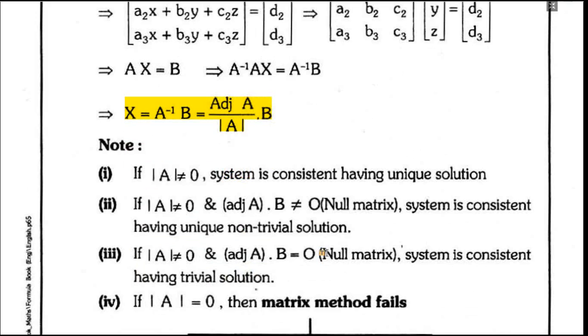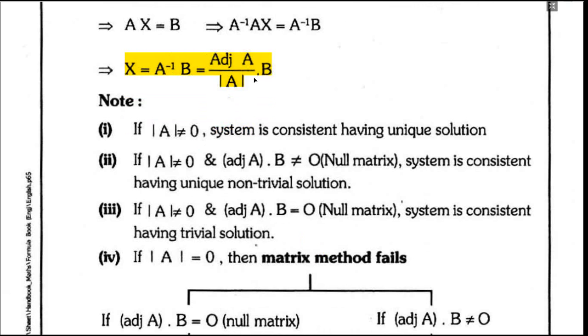If determinant A is not 0 and adjoint A into B is also not a null matrix, then the system is consistent and has a unique non-trivial solution. If determinant A is not equal to 0 and adjoint A into B equals the null matrix, then the system is consistent and has the unique trivial solution, that is 0, 0, 0. Now suppose the determinant is 0. We know that division by 0 is not defined, so the matrix method fails.